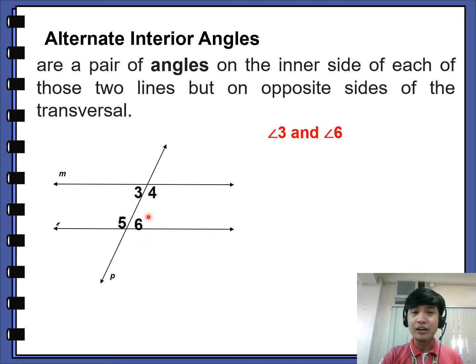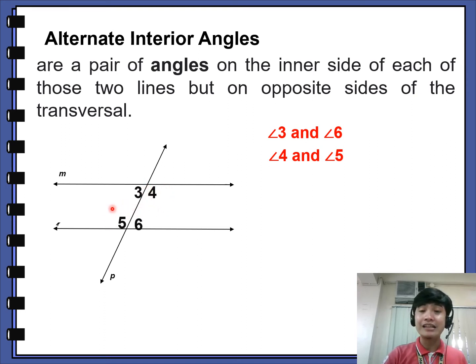Actually, nasa pangalan na yung mismong definition. Alternate interior angles. Okay? Kung nasa left yung isa, nasa right yung isa. At the same time, non-adjacent. Yung isa pang alternate interior angles dito ay si angle 4 and angle 5. Si angle 4 ay nasa right side, si angle 5 ay nasa left side. At the same time, hindi po sila adjacent. Okay? So yan po yung mga tatandaan natin na itsura ng alternate interior angles.